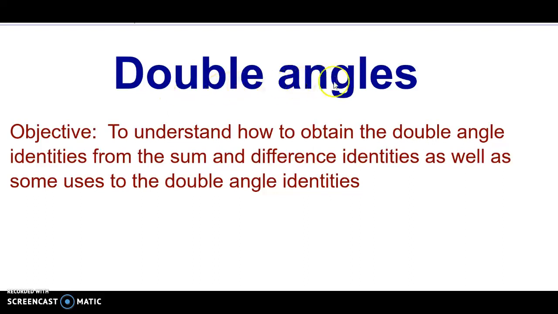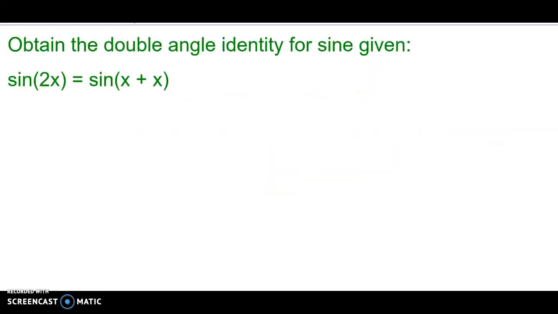We're going to talk about the double angle identities. So here, we're going to show how we obtain the double angle identities for sine, cosine, and tangent. And actually, to do so, we're going to use our sum identity here. Now, this is sine of 2x, which makes it a double angle because it's 2 times the angle.